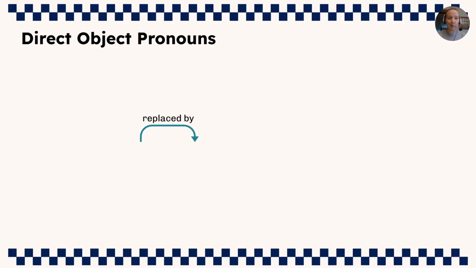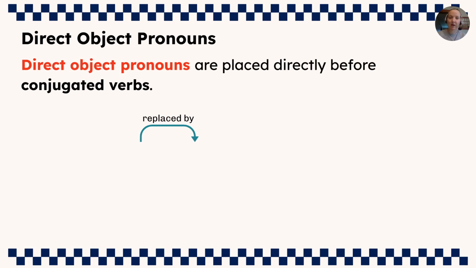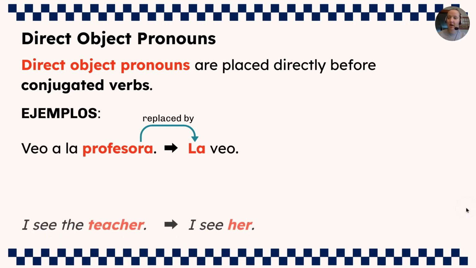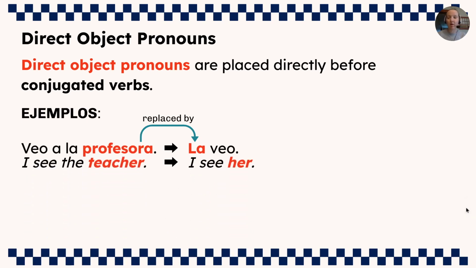Now we're going to see how these work in a sentence. So our direct object pronouns are placed directly before the conjugated verb. So the example we have here, we have I see the teacher or veo a la profesora. And we're changing it to say I see her. Now if we look at profesora, we know that profesora is singular, we're not talking about multiple, we're talking about one profesora, and it is feminine. We are going to replace profesora with our singular feminine direct object pronoun, which we see here is la. We know that veo is our conjugated verb, I see, so we're putting la in front of veo.